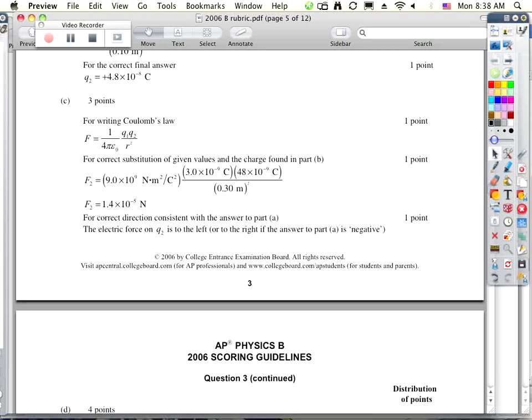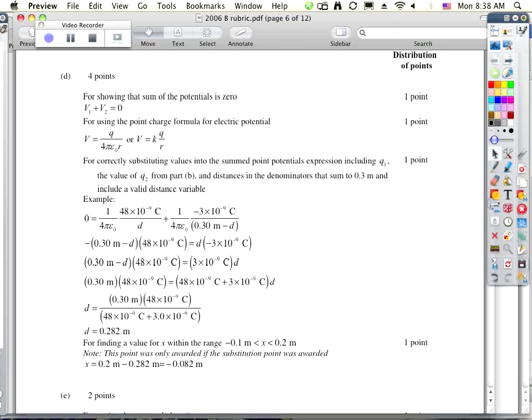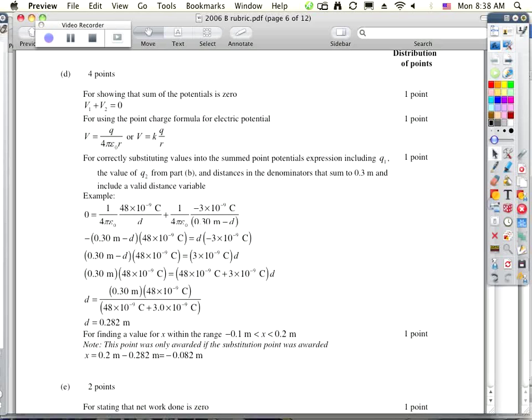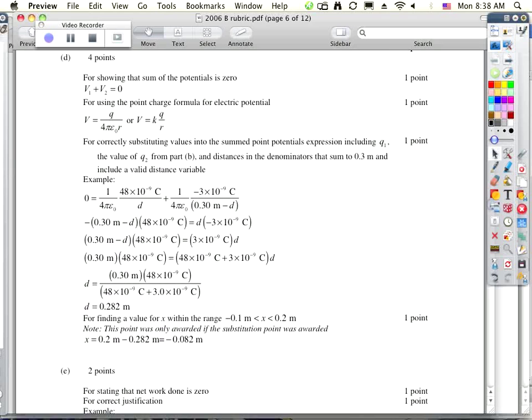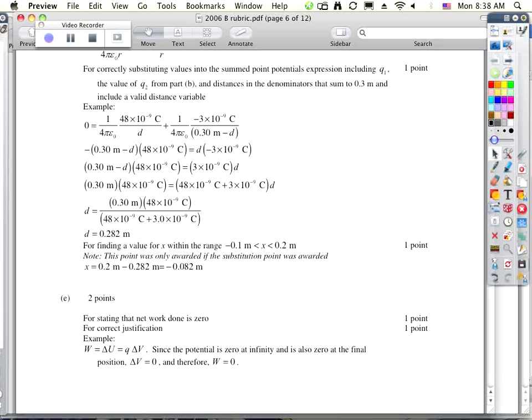Okay. For part D, did we just do part D? Okay, well, let's see. That doesn't look promising. That looks like a different number. So let's see what they did. Okay, so we said this, and it's KQ over R. We said that. And we said KQ over D, 0.3 minus D. Okay, so everything looks good. So it must have been just a math error that we did here.